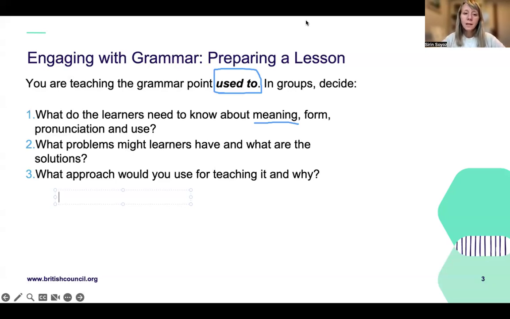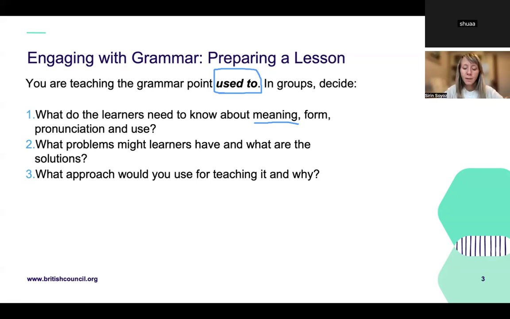Yeah. So we use the verb to with used to, and we also have to let them know that use here is not about using tools. It's not the meaning of using tools, it refers to habits or routines in the past. But we don't do them anymore. Yes, that's right. That's a good point.